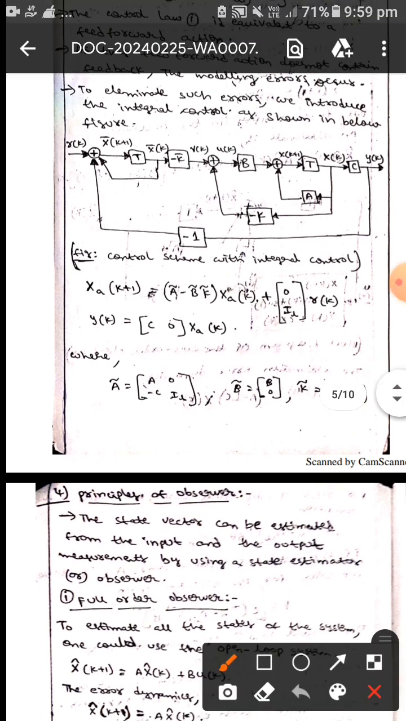Here x_a(k+1) = (A tilde - B tilde K tilde) x_a(k) + [0 I] matrix r(k), whereas y(k) = C_0 x_a(k), where A tilde = A - 3 0 I, whereas B tilde = [0 B], K tilde = K bar.